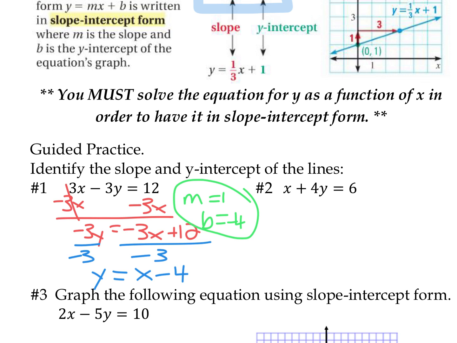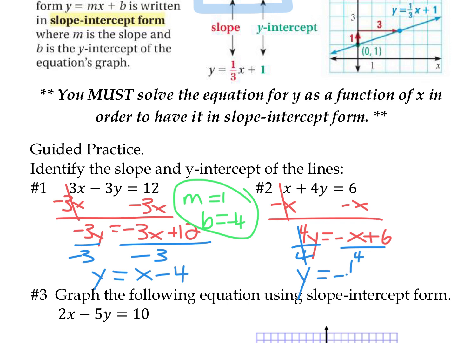In the second example, we want to do the same thing to get the y by itself. Here we're going to subtract x on both sides. That will cancel out, and we'll get 4y equals negative x plus 6. And now I want to divide by 4. Divide everything by 4. That will cancel out and give me 1y, which is what I want, equals negative 1 over 4 x plus 6 over 4.